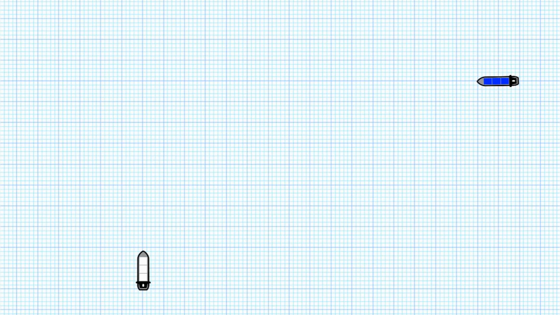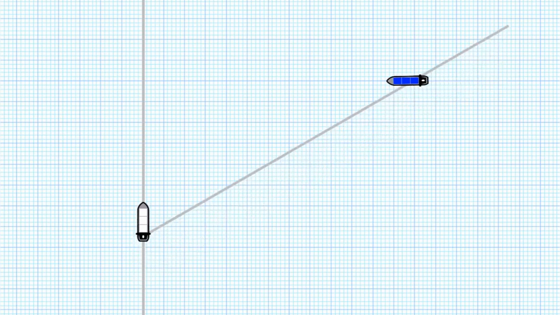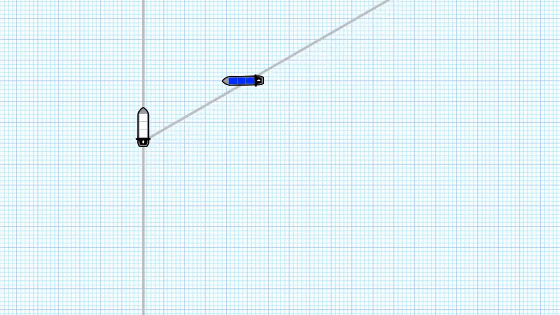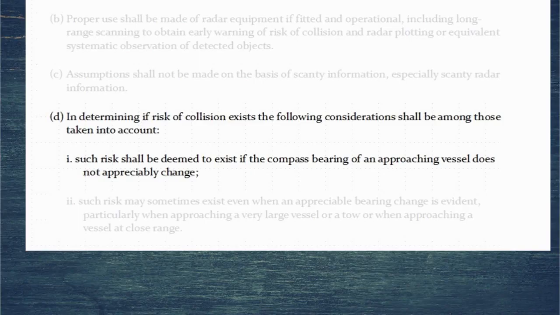What we mean by this is if we put ourselves on the white vessel and we're going to observe the blue vessel, we need to take a bearing of the other vessel. Now we take the bearing as the difference between our heading line and the bearing of the vessel, and we need to continue to monitor that as we approach each other. Clearly in this case, that bearing is not changing. The vessel stays going down that same constant bearing, which means risk of collision exists. But that's not the full picture.